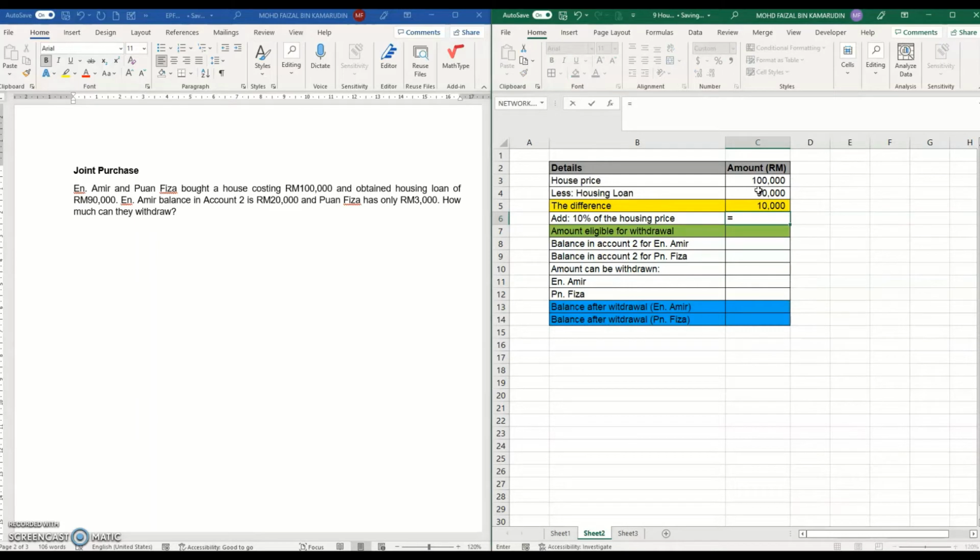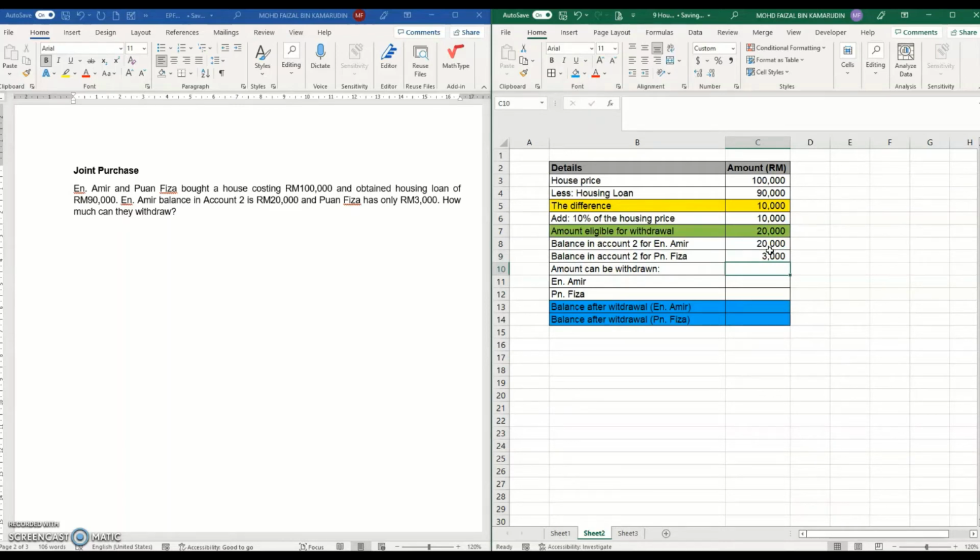So we add 10% of the house price, which is 10,000. Then for the amount eligible, we add these two, the difference plus the 10% of the housing price, and we get 20,000. For these two, we just take from here: Encik Amin has a balance of 20,000 in his account, and Puan Fiza 3,000.